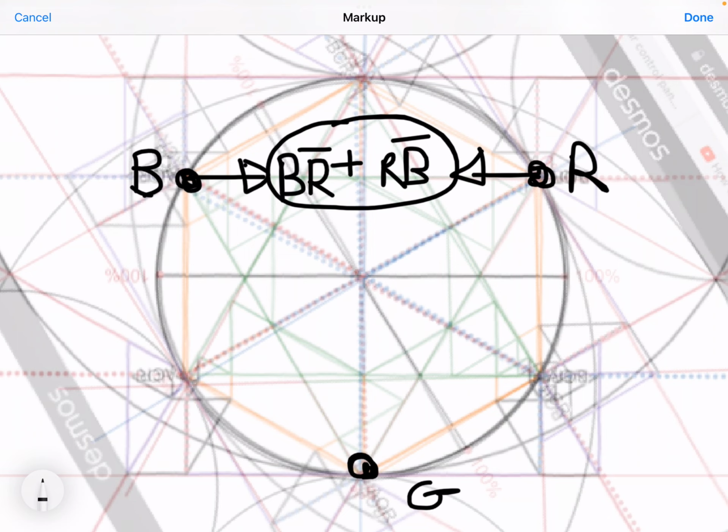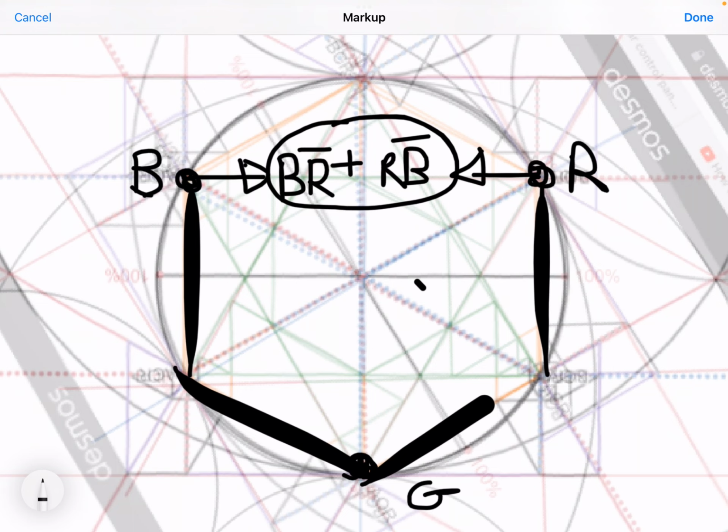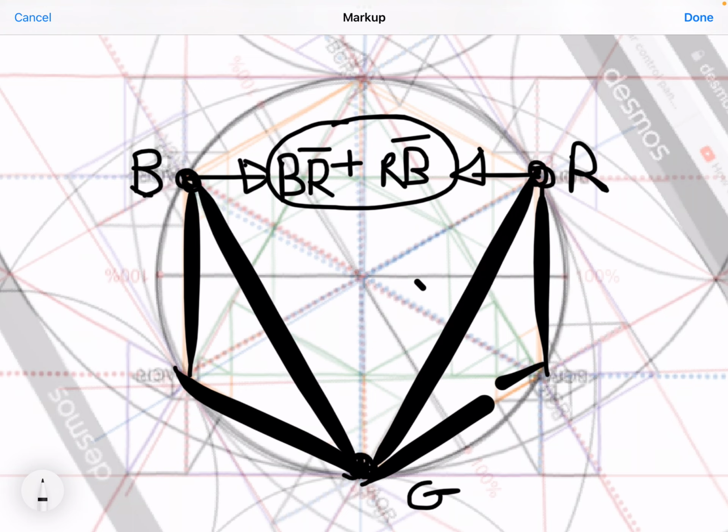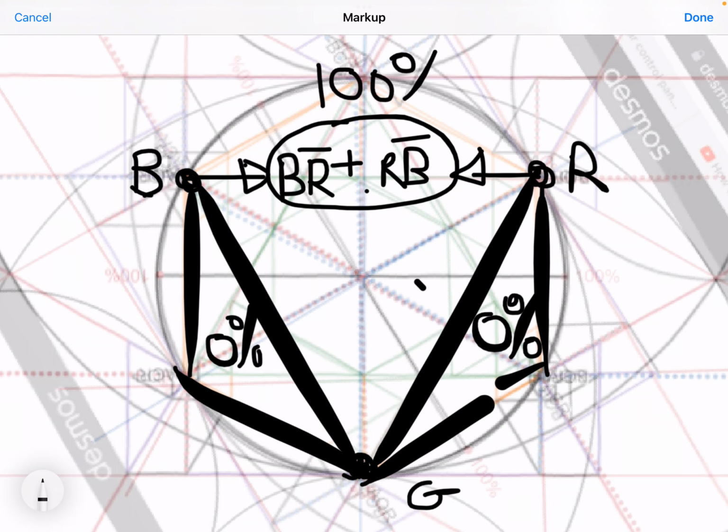So that they swap colours simultaneously, and at the same time these other two, in other words, the blue green and the red green, can't happen. These have got to go to 0% probability, and that's exactly what happens when this goes to 100% probability. So they're all 75% probability, but when one happens, the other two go to zero probability of happening.